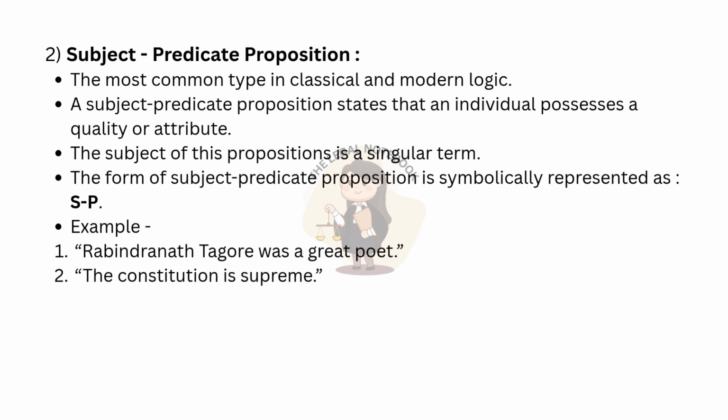2. Subject-predicate proposition. The most common type in classical and modern logic. Has a subject and a predicate. Asserts something about the subject. Symbolic form: S is P.